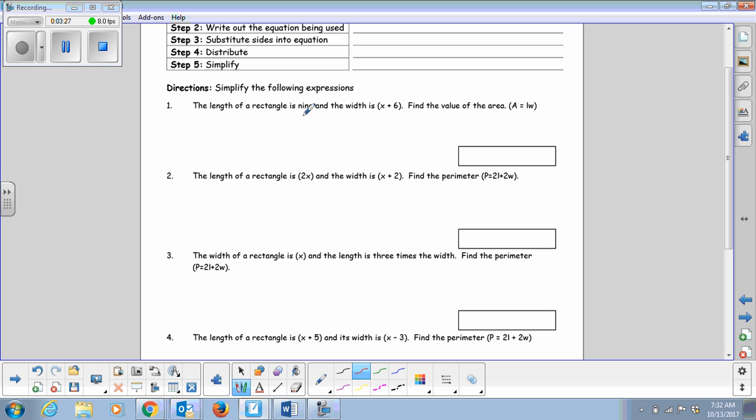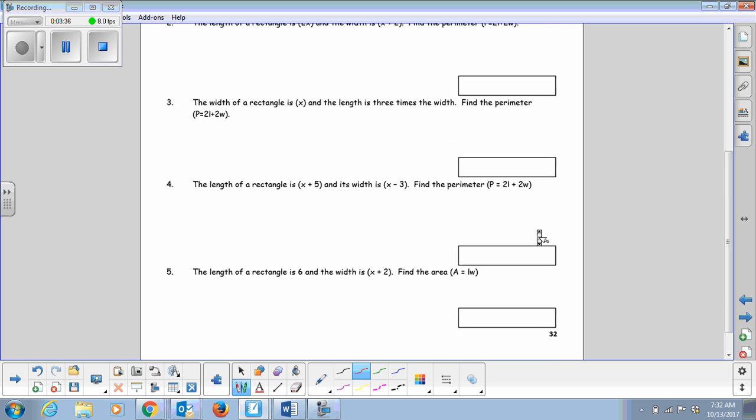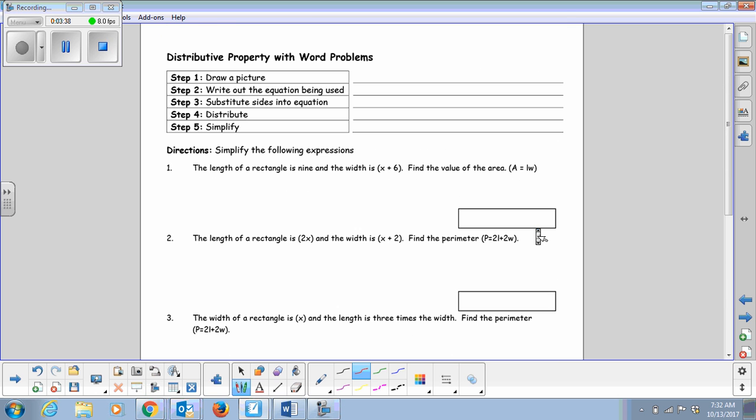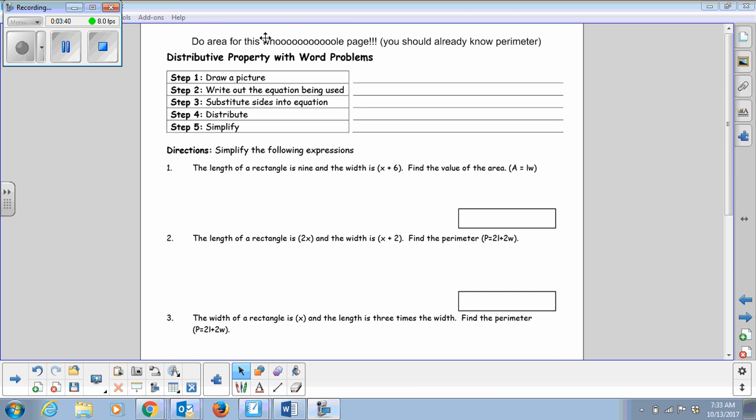So for number 1, and I'm realizing that a lot of this says perimeter. I want you to do area for this whole page. Yeah, so those were some typos. But again, if you want the practice of doing the perimeter, go for it. You are going to see stuff like that on your test also. But right now I just want to focus on area since we're distributing. So for number 1, I would suggest drawing your rectangle out and then figuring out what you need to multiply.